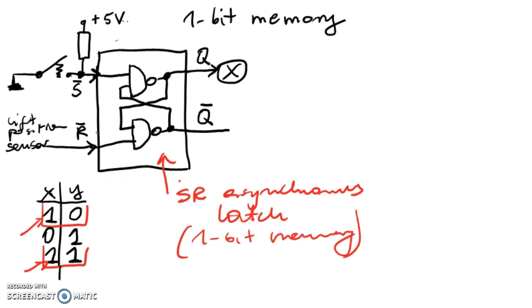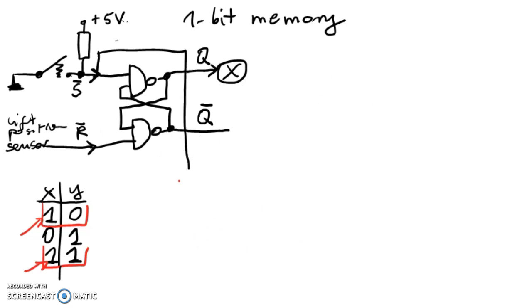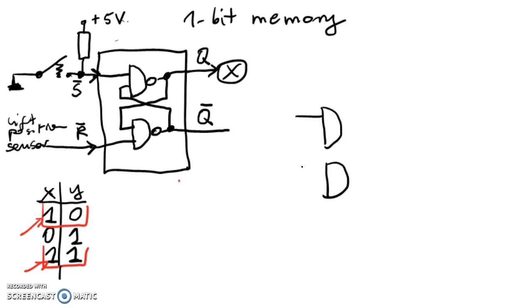So let's now derive the synchronous version of the SR latch. To make it work only when the clock is equal to 1, you simply gate the signals S and R using the clock signal.